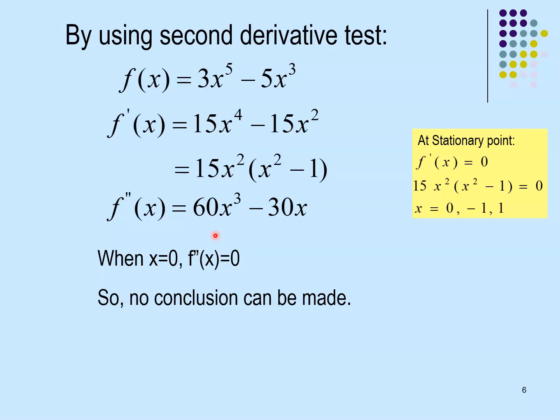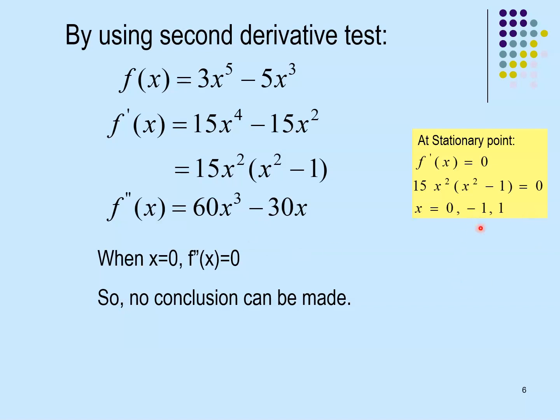So now when x equal to 0, you substitute x equal to 0 into this second function. Because we have these three values, you're going to substitute each of them into this. So the first one, let's substitute x equal to 0 into this, then you will get f double prime x equal to 0. So we can say that no conclusion can be met. For this, because we have x equal to 0, f double prime also equals 0.